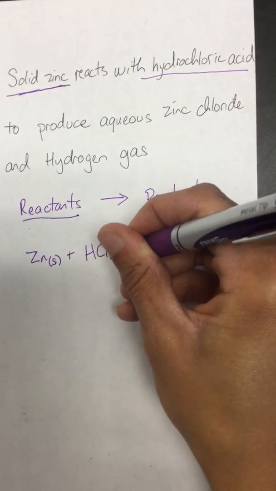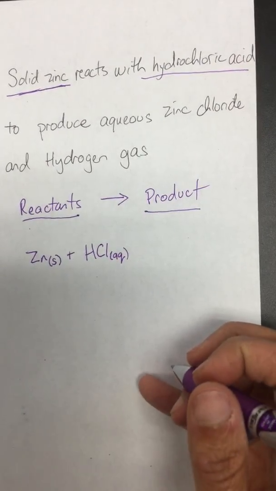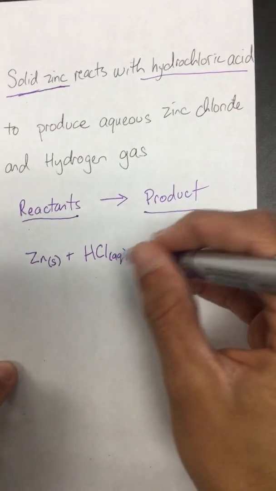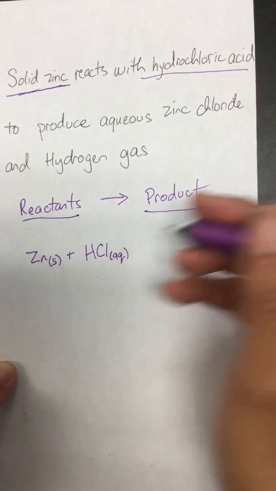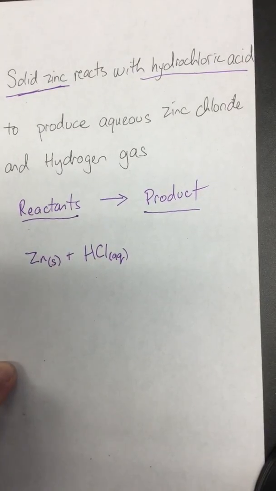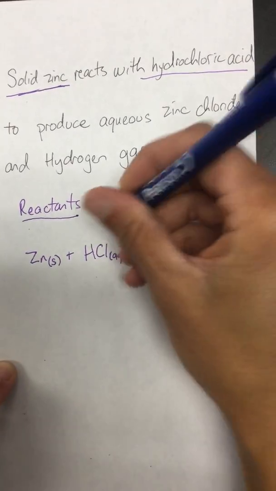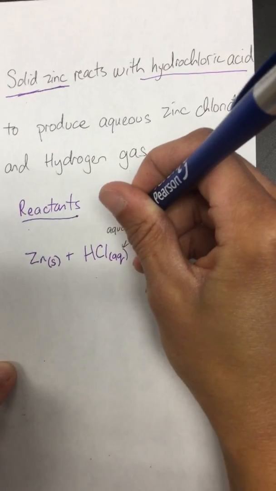And we know that we need that little aq sign there, so that we are showing that this is an acid. Acids all have to dissolve in water. And we talk about aq, aka aqueous.